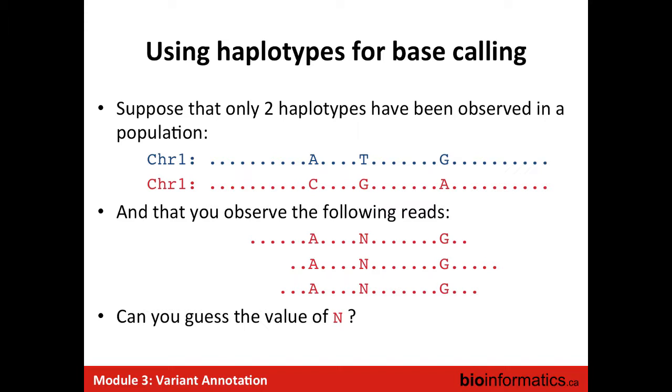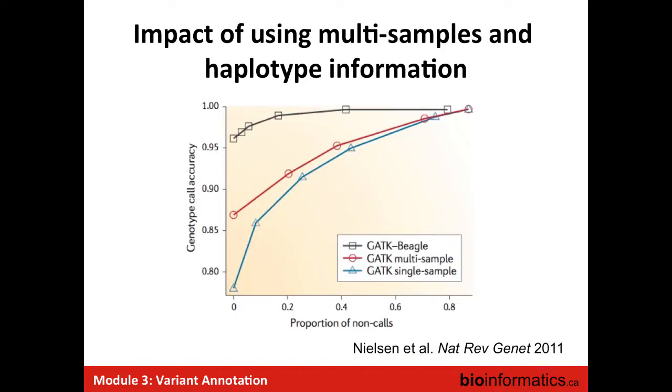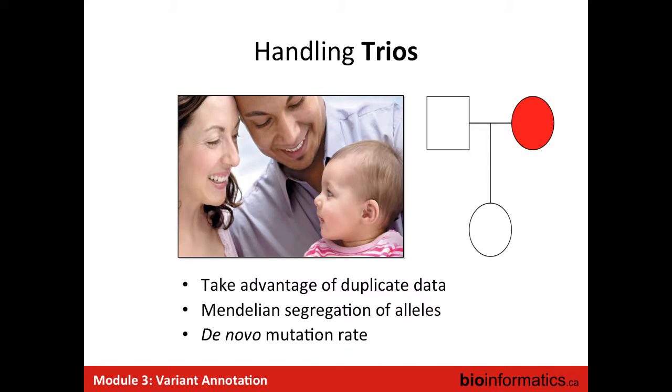I won't go into the detail, but that was just to give you an idea of the fact that in the context of variant calling, sometimes it's useful to either use information from the population or use other samples. This shows, from the initial GATK papers, how much this can help improve the genotype accuracy, especially in this low range here of rare mutations. But again, that was just an aside.